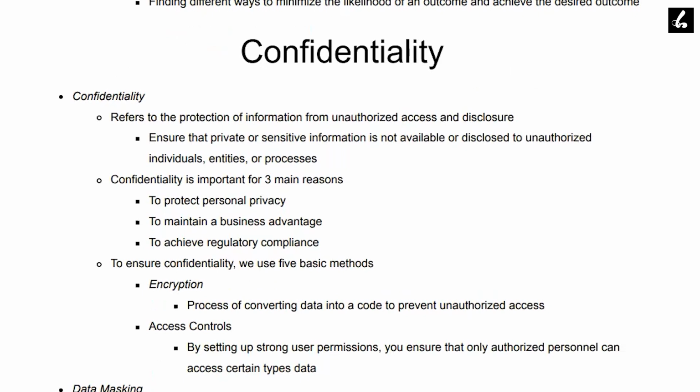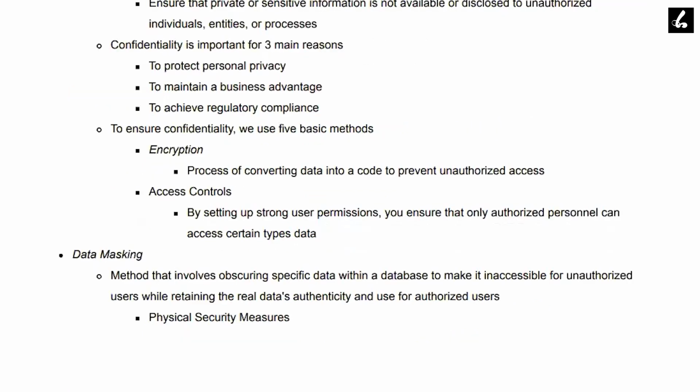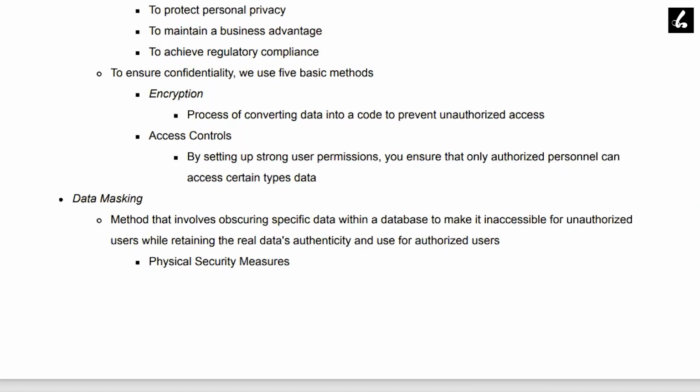Confidentiality is important for three reasons: personal privacy, business advantage, and regulatory compliance. How can you achieve confidentiality? There are five things. First is encryption. What does encryption do? Encryption converts your plain text into ciphertext, and after that the ciphertext can only be decrypted by a decryption key.